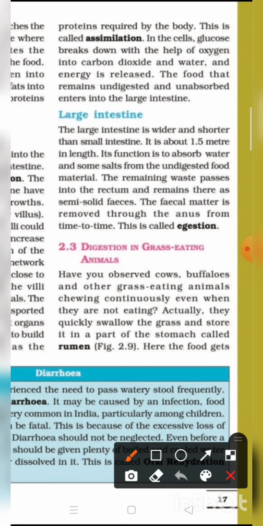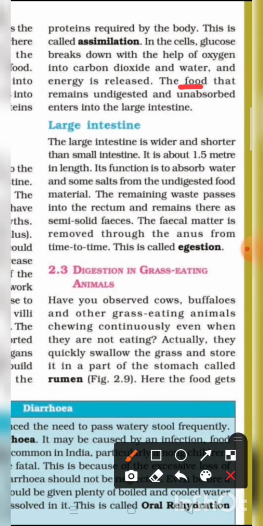Again, to do different activities, we need energy, isn't it? Where from do we get energy? The absorbed glucose is broken down inside the cells with the help of oxygen into carbon dioxide and water, and then energy is released. All food that we take does not get digested. The undigested part enters into the large intestine.